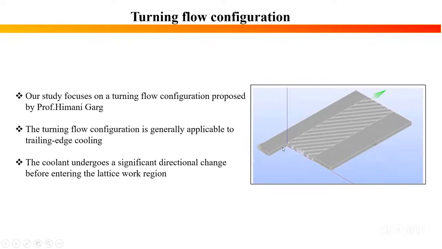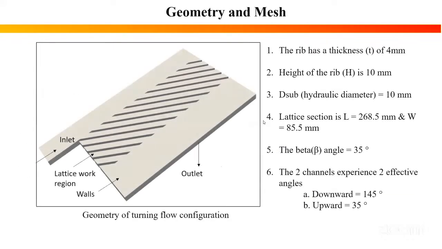before going into the lattice work region. You might now be wondering what the lattice work region is. The lattice work region is the region where upper stream and lower stream ribs are connected. If you are able to see this section, it is known as the lattice work region. So this is the geometry and mesh discussion that we will be doing further.